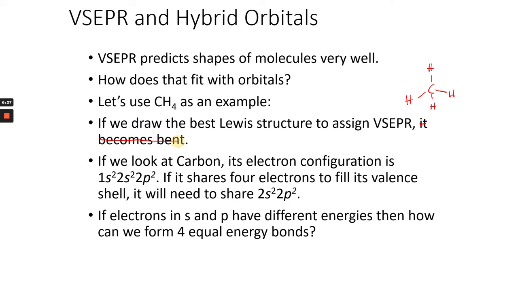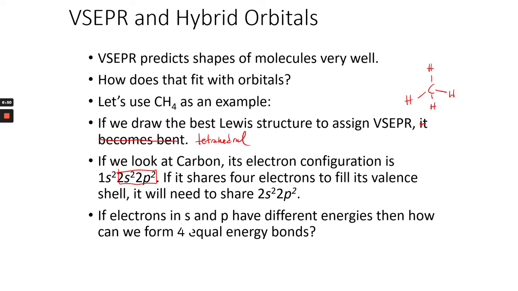This is a typo. And it becomes tetrahedral. If you look at carbon, its electron configuration is 1s2, 2s2, 2p2. So if it shares the 4 electrons, it has 4 valence electrons, it needs to share in order to form 4 bonds, each one going to hydrogen.